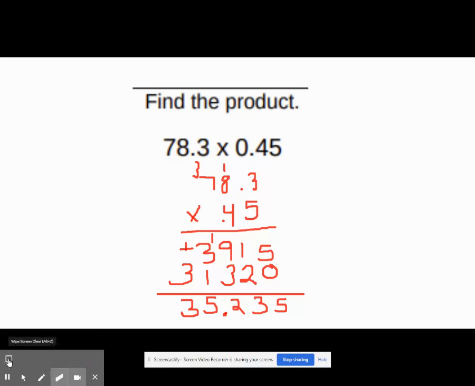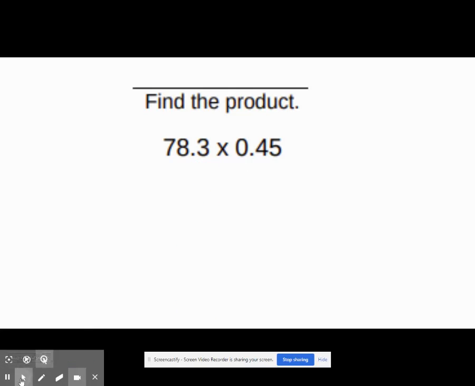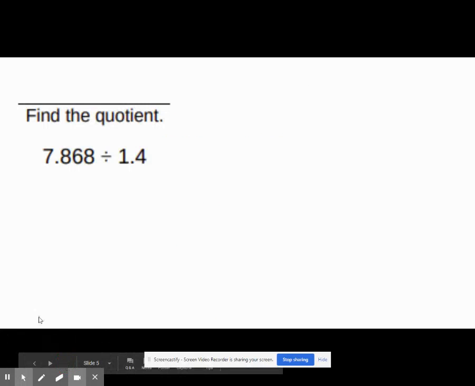All right, let's try the next one. We are almost done here, folks. So close. This is it. So find the quotient. Now this is decimal division. This is going to be a little tricky as well. Just remember the trick for creating a whole number as your divisor. Go ahead and give this a try, and we'll check it out here in just a second.